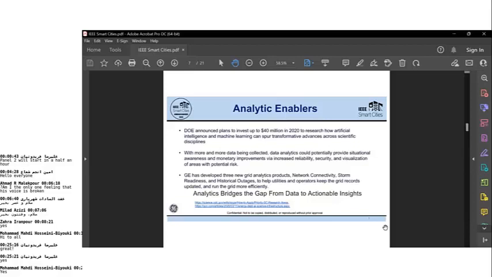GE has developed three analytics, mainly network connectivity, storm readiness, and historical outages, to help those electric utilities handle their big data and run their electric grid more efficiently. Next slide, please.